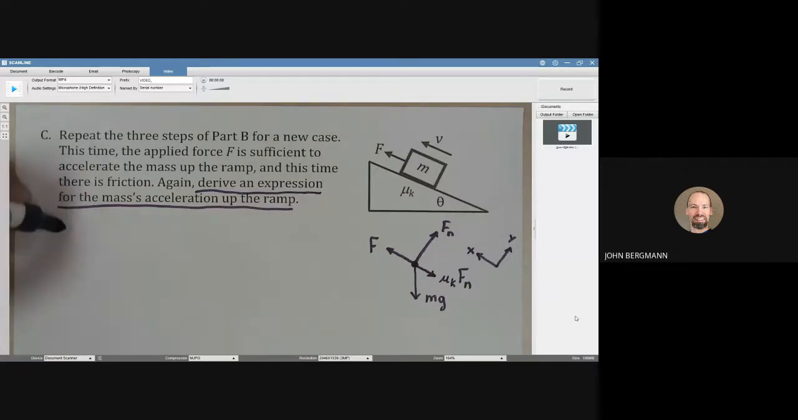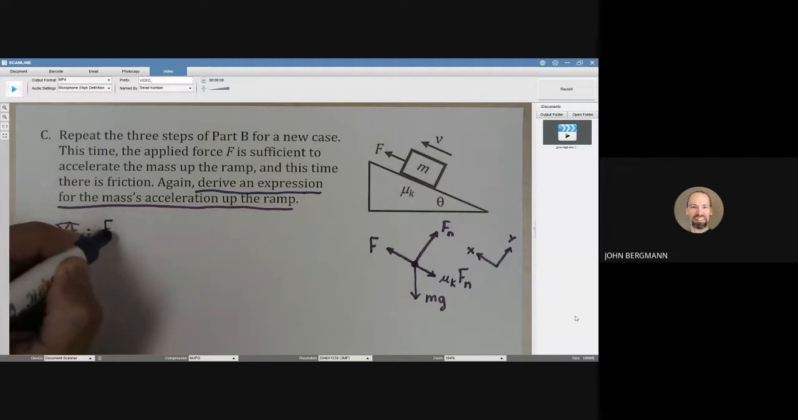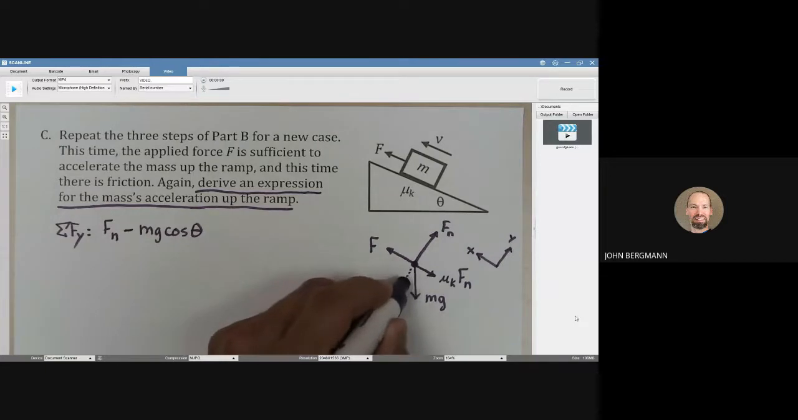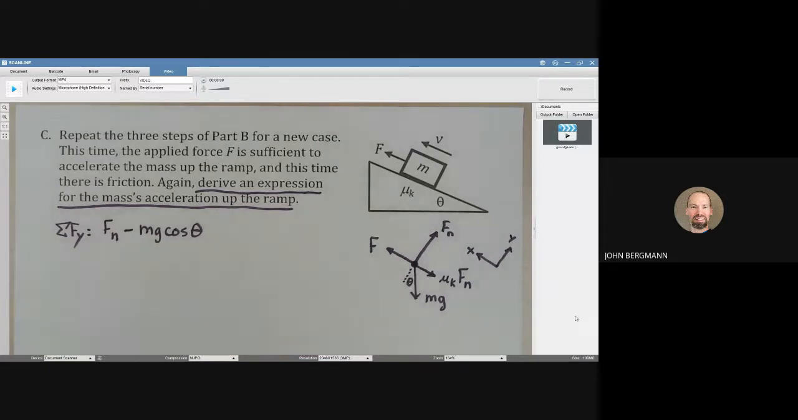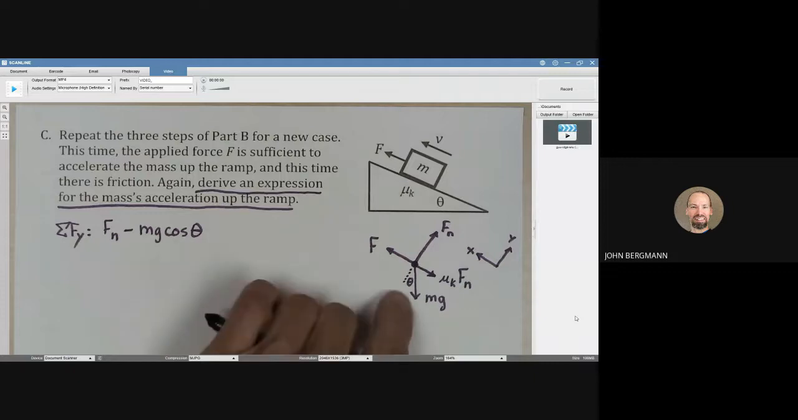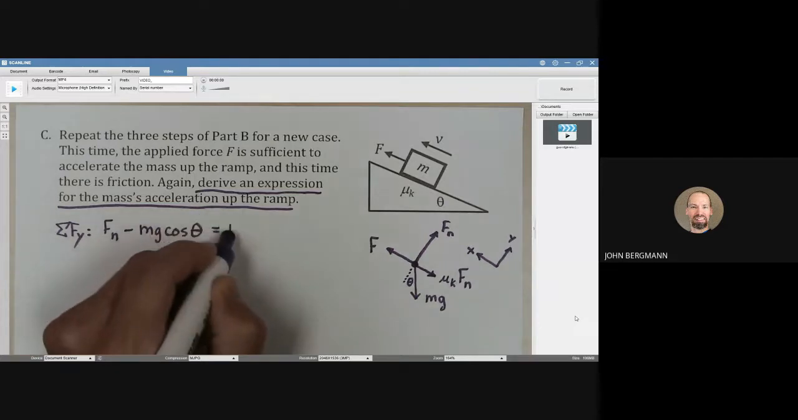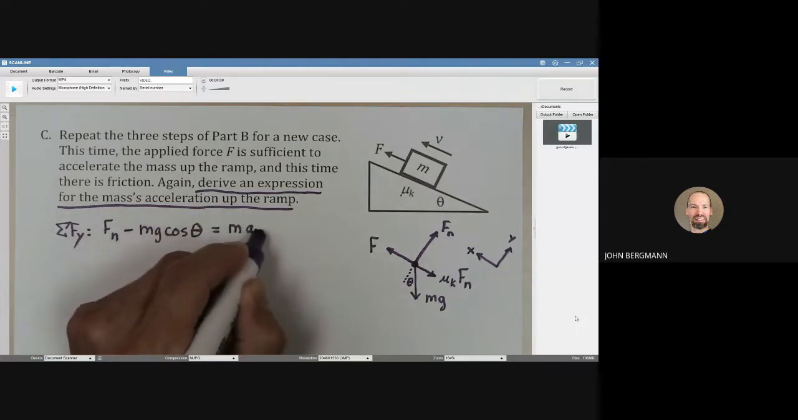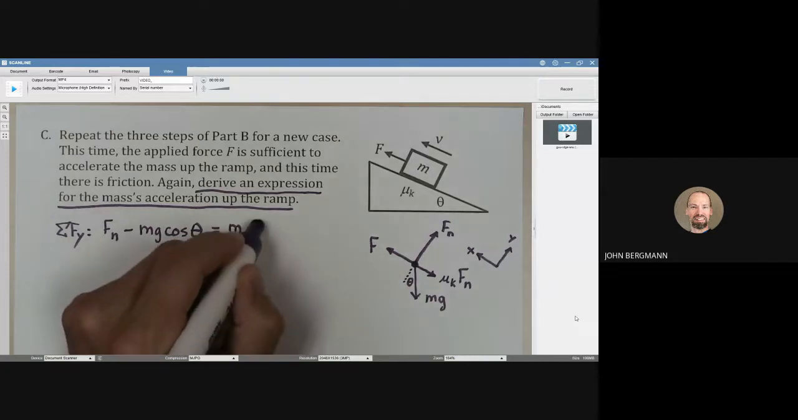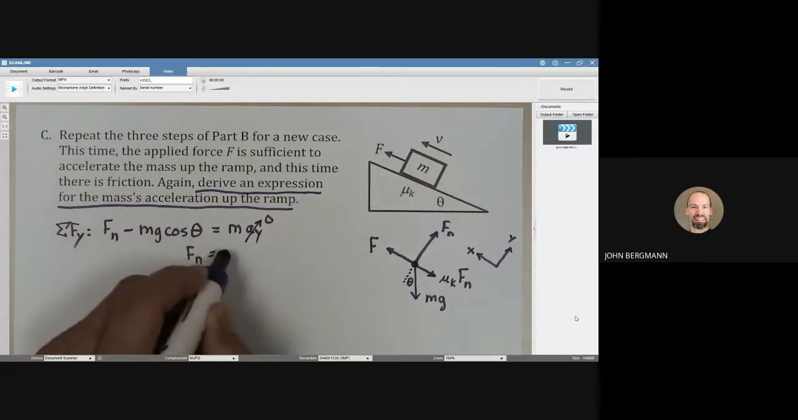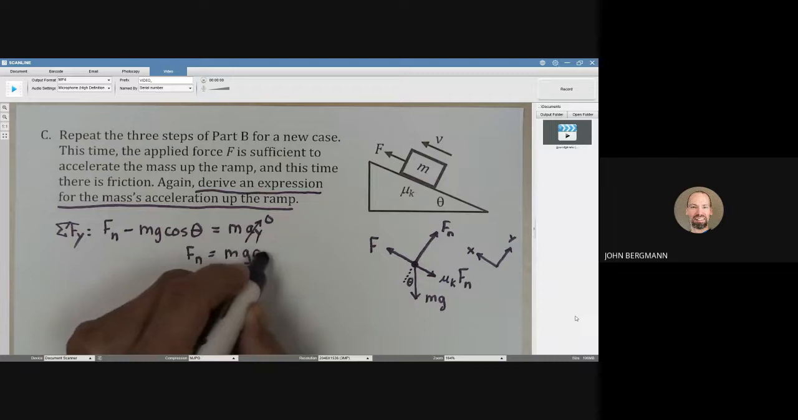Next, we're going to use Newton's second law. Let's sum the forces in the y direction. And what would those be? I'm seeing Fn minus mg cosine theta. One more time. Theta, the angle of incline, is numerically equal to that angle right there. So Fn minus mg cosine theta, according to Newton's second law, that should equal the mass of the object times the acceleration in the y direction. The acceleration in the y direction is 0, which means that the normal force is equal to mg cosine theta.